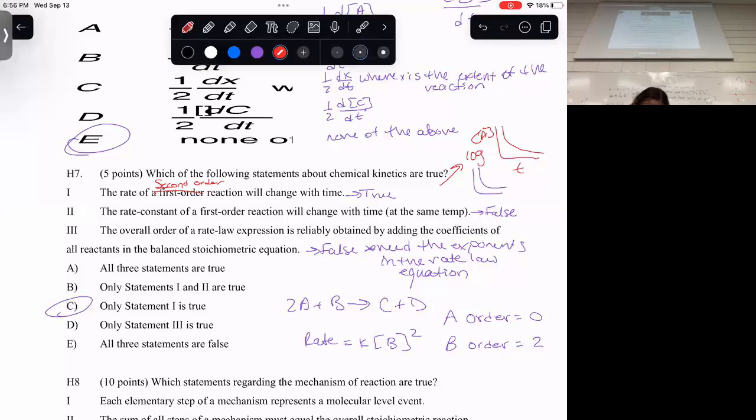Right, this is the rate constant, this is K. Oh, rate constant. Oh, okay. Yes. Rate constant will never change. Yeah, constant will not change.